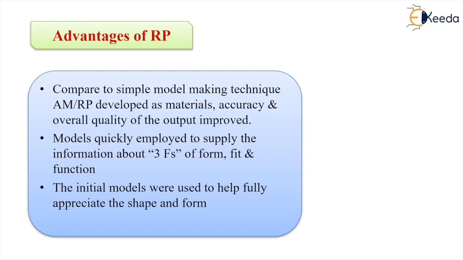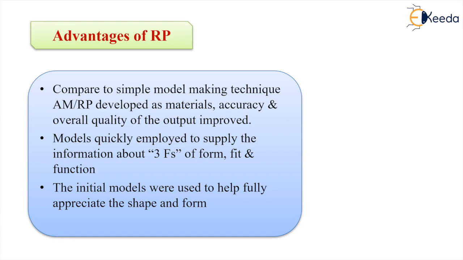Compared to simple model making techniques, this AM or RP has developed as the materials, accuracy and overall quality of the output improved. The output of these prototypes is improved in all manners of materials, accuracy and overall quality. And the models are quickly employed to supply information. So what information do the models or parts made by this technology give you? They supply information about the 3Fs. What are the 3Fs? The first F is form, the second F is fit, and the third one is function.